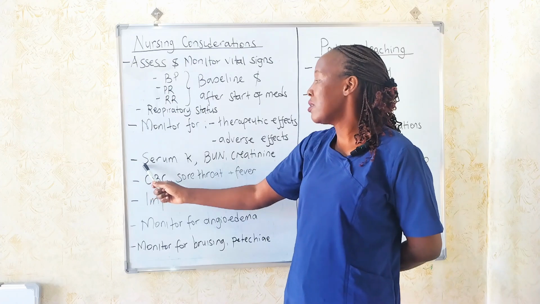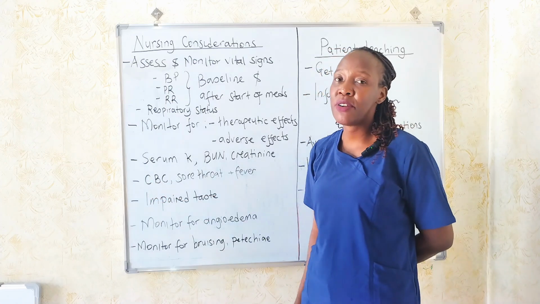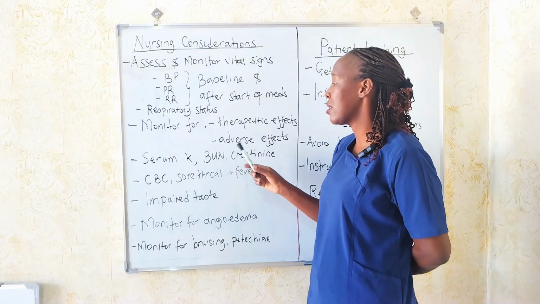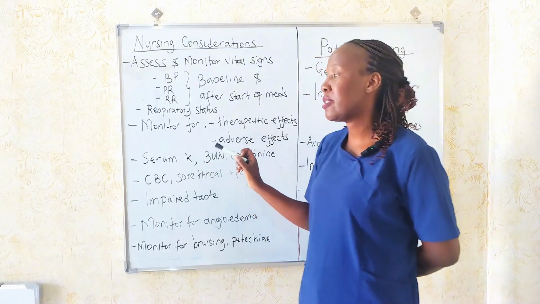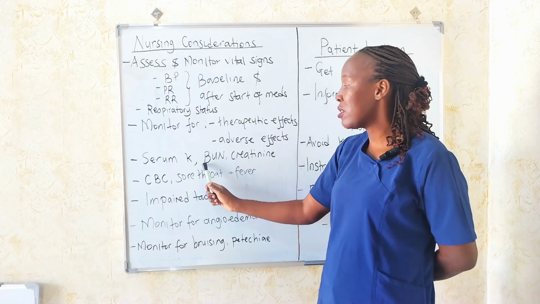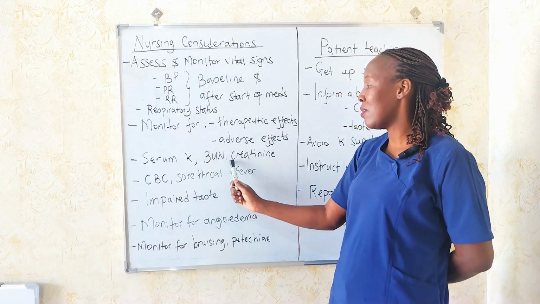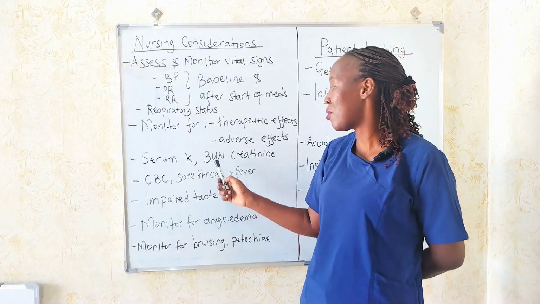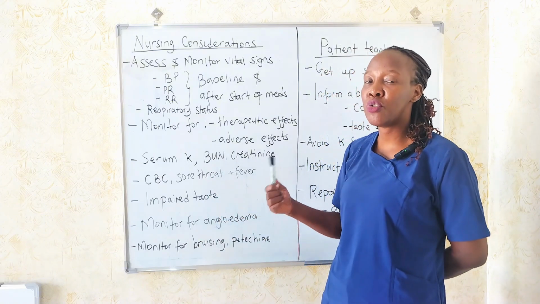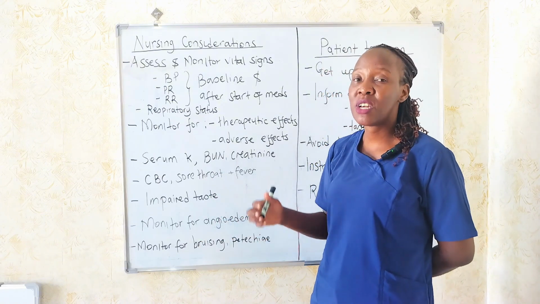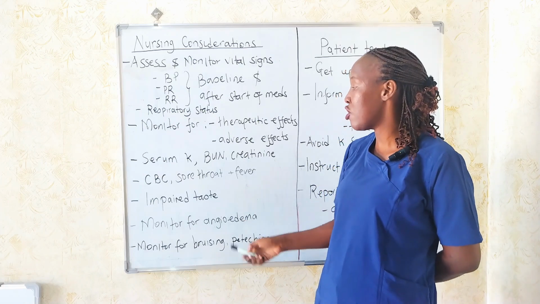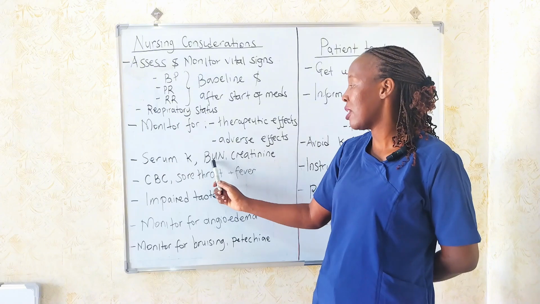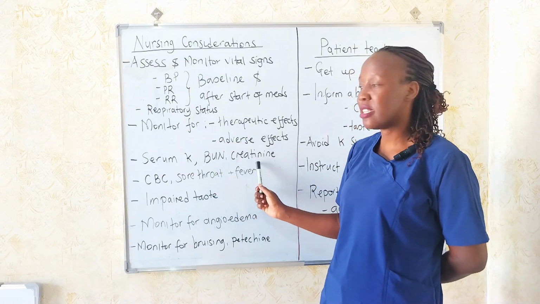Then we are also going to monitor our serum electrolytes, especially serum potassium, because we saw that these drugs are going to increase potassium levels. Also, because they may be harmful to the kidney. We saw in that example of a client with bilateral renal artery stenosis, which can lead to acute kidney injury. So monitor kidney function status, blood urea nitrogen, and creatinine.